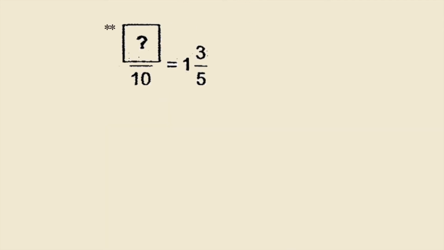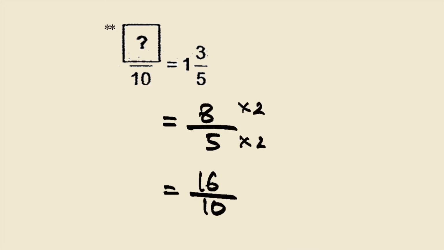Ooh, now this is slightly more challenging. Well, we know for sure we have an improper fraction for the answer. Not just that, our denominator has to be 10 now instead of 5. Okay, so I'm going to turn it into an improper first, which is 8 over 5, and then multiply by 2 throughout to get 16 over 10. Therefore, the missing number is 16.